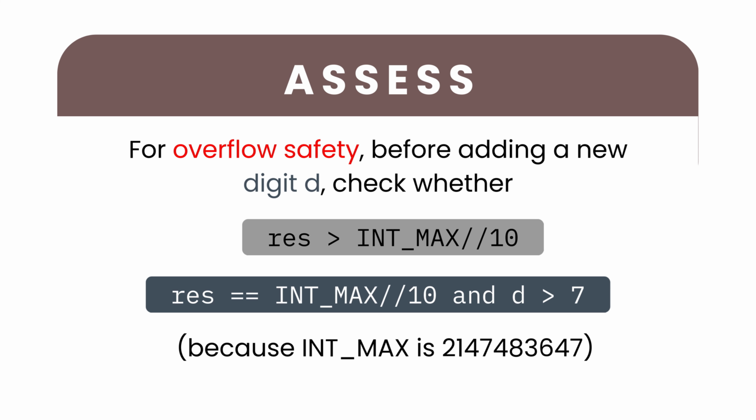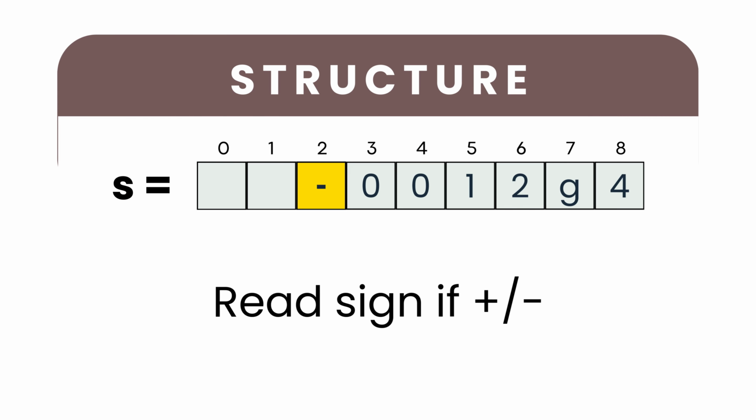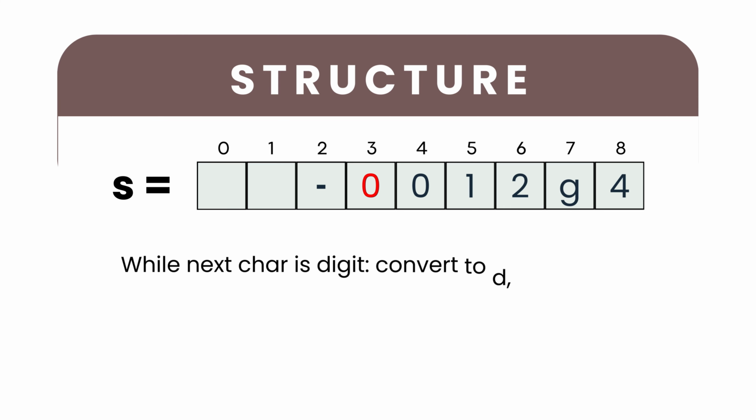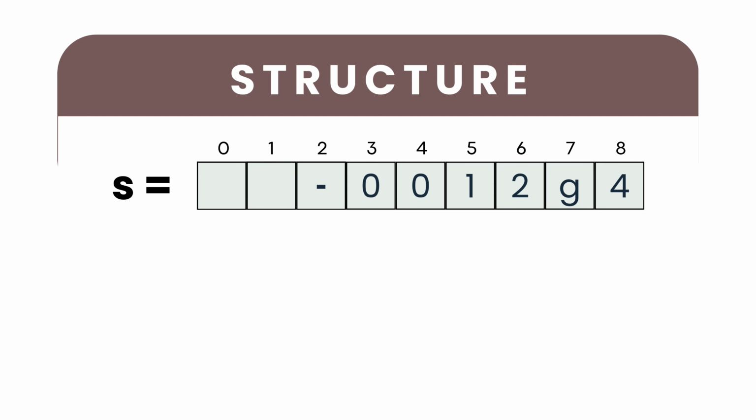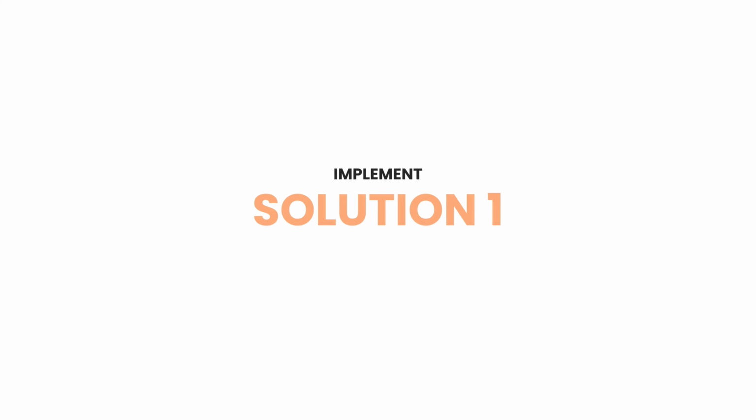Structure. Skip spaces. Read the sign if plus or minus. While the next char is a digit, convert to d, pre-check overflow, and update res equals res times 10 plus d. Return sign times res, already clamped. Let's try to implement it using solution 1.